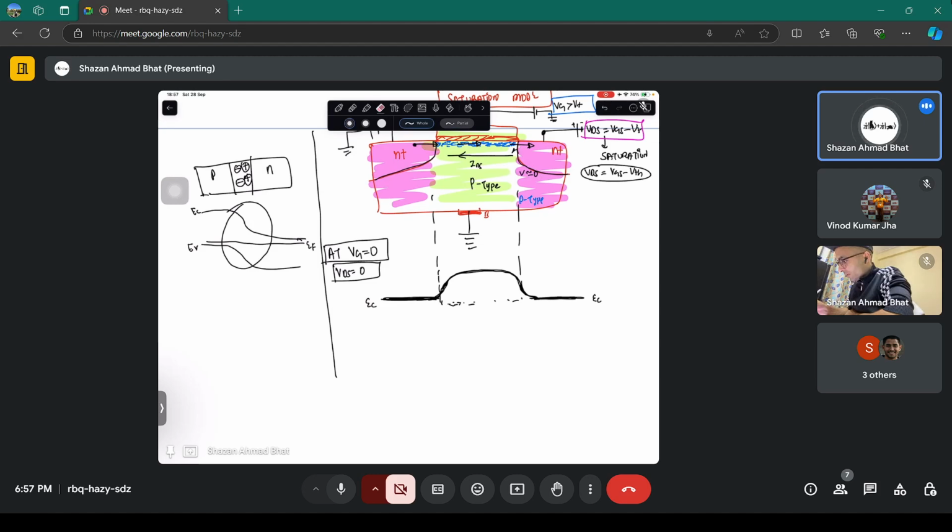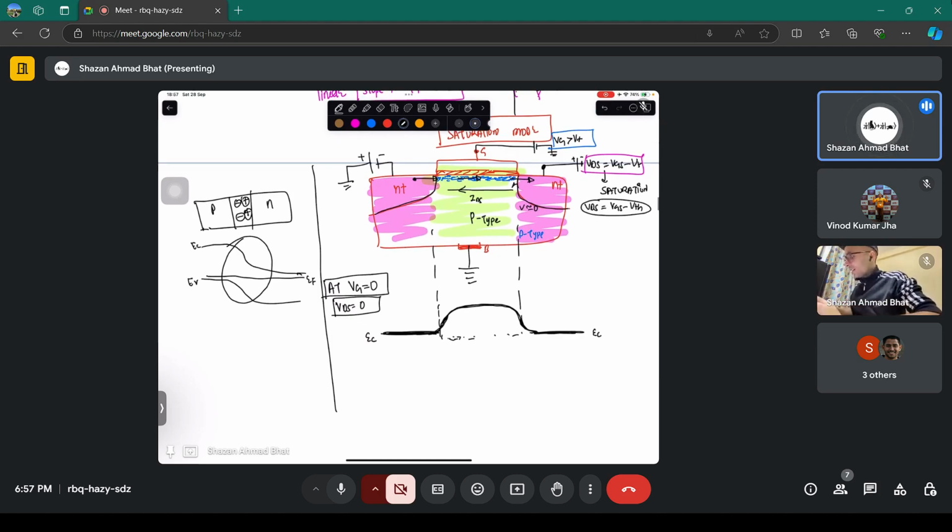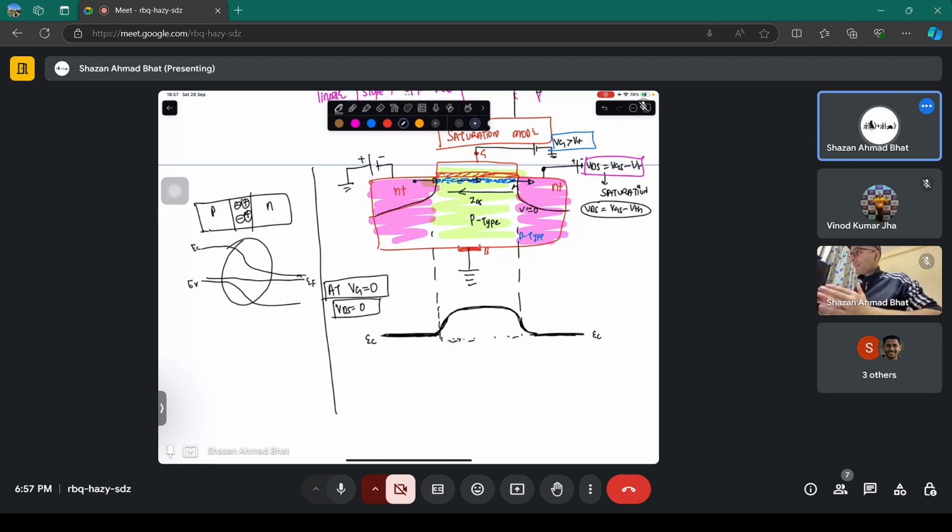Let me remove this. So what happens basically when you consider the N plus region of the drain and the P type substrate, and the N plus region of the source and the P type substrate, you have the same scenario here. I just want to show you if you can visualize this particular thing.